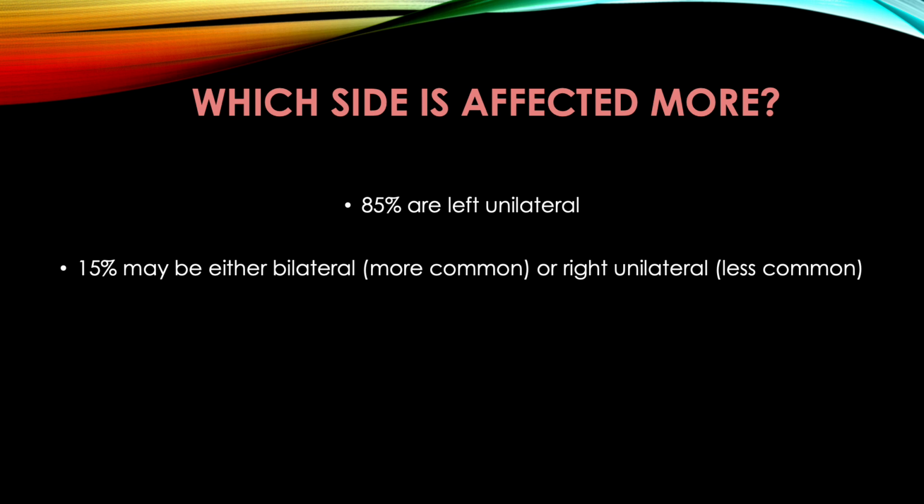Which side is affected more? Usually 85% are left-sided varicoceles, but in 15% of cases they can be bilateral. Having a right unilateral varicocele is very uncommon, and it mostly happens because there might be some pathology running up in the retroperitoneal space.